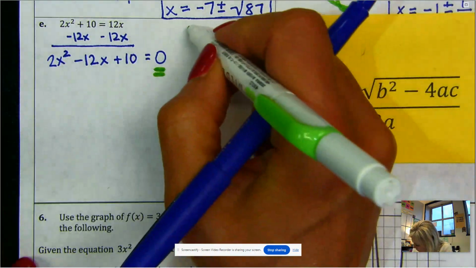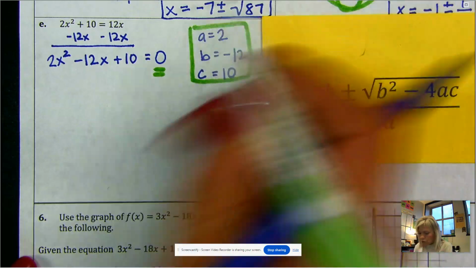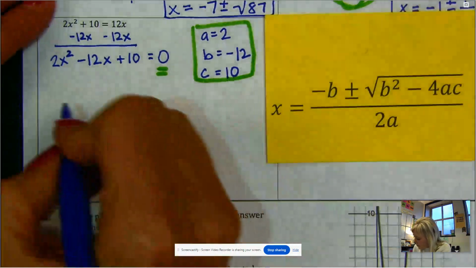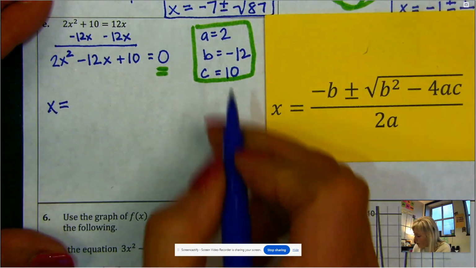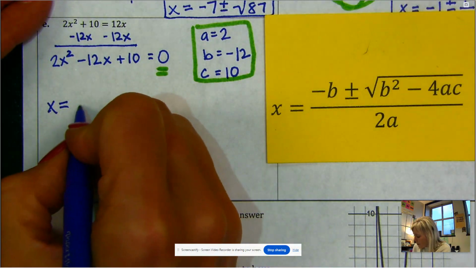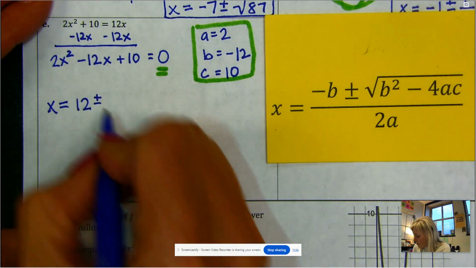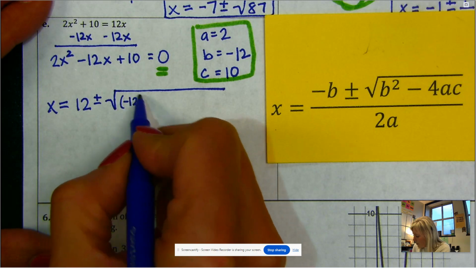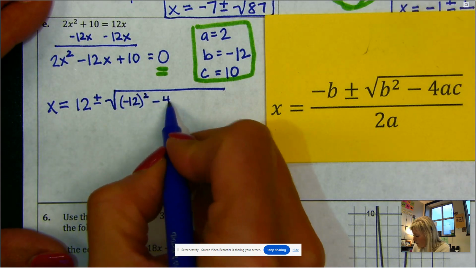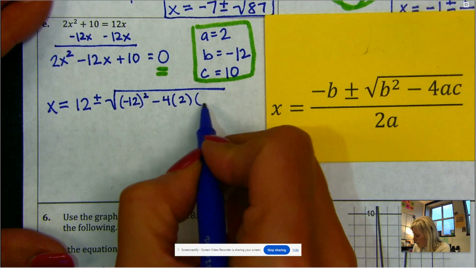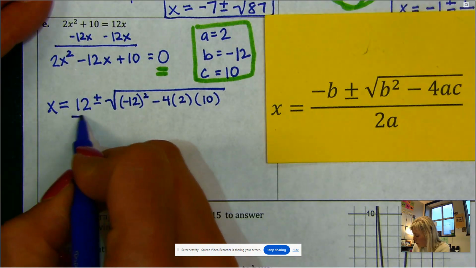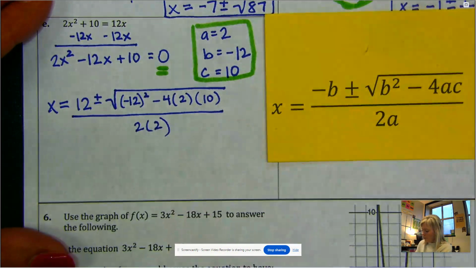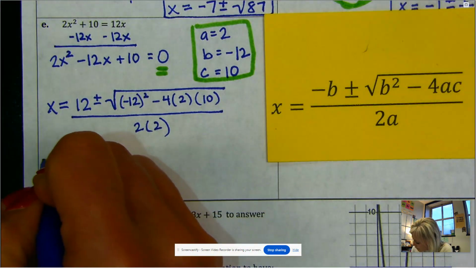Okay, and I'm just going to put a box around that to draw attention to it. Okay, so x equals negative b. B is already negative, so I'm going to make it positive. The square root of b squared minus 4 times a times c all over 2 times a.